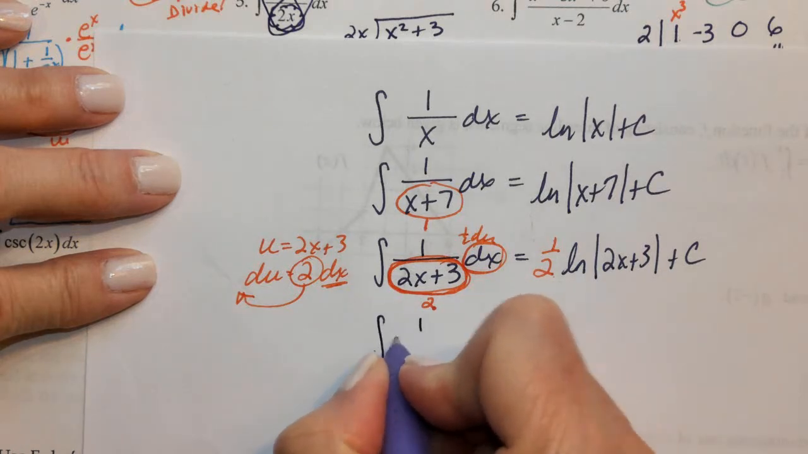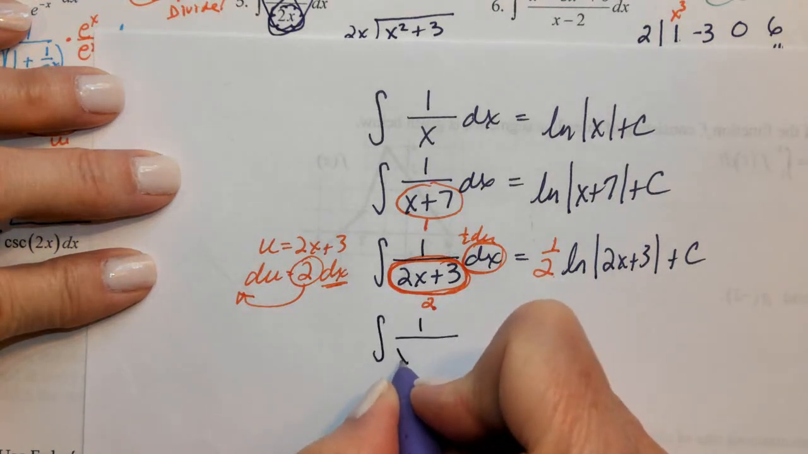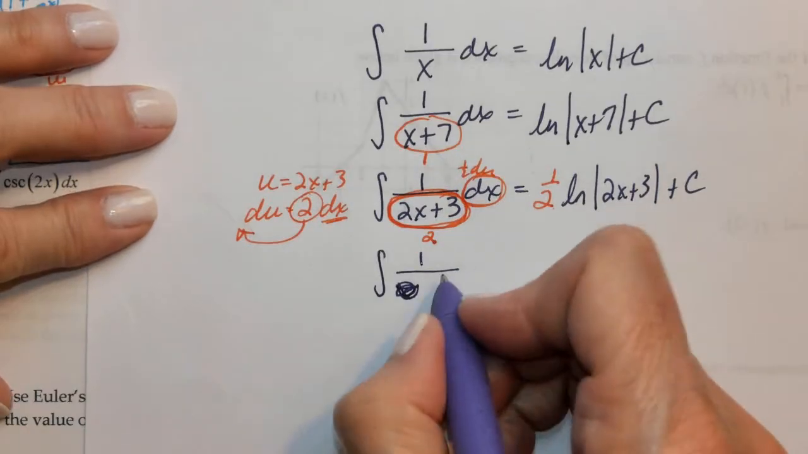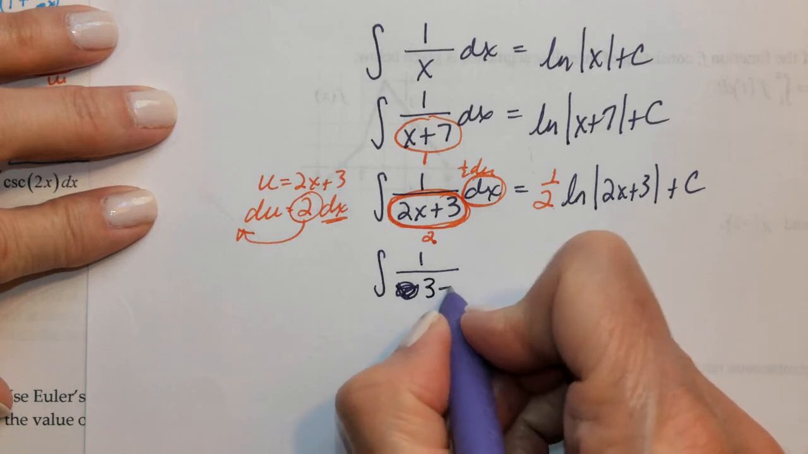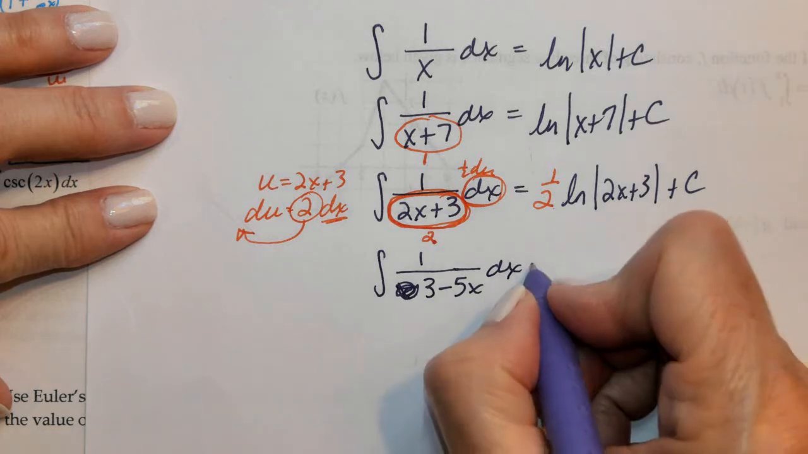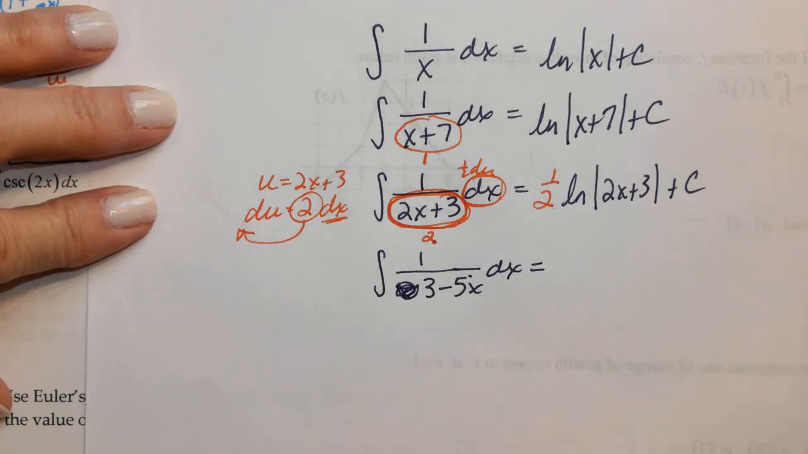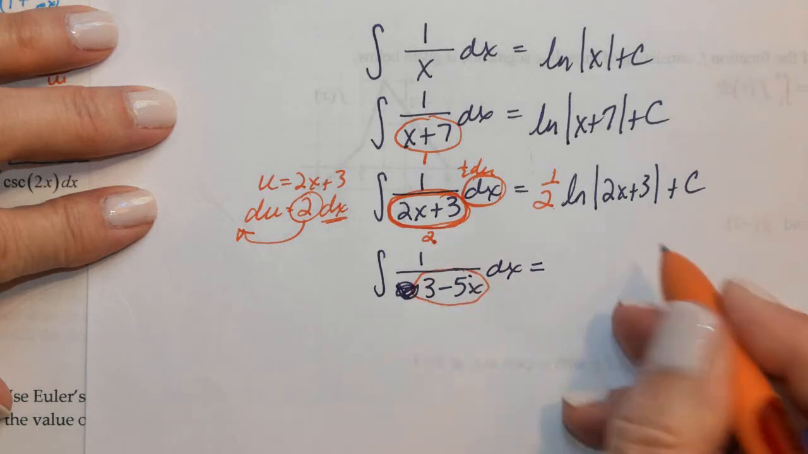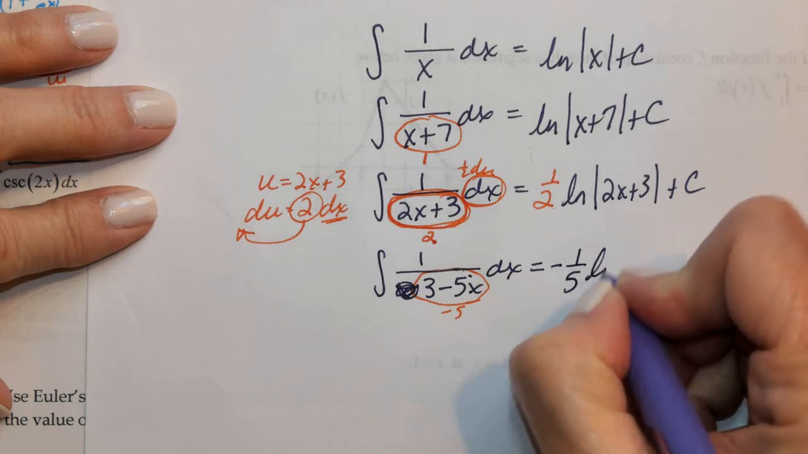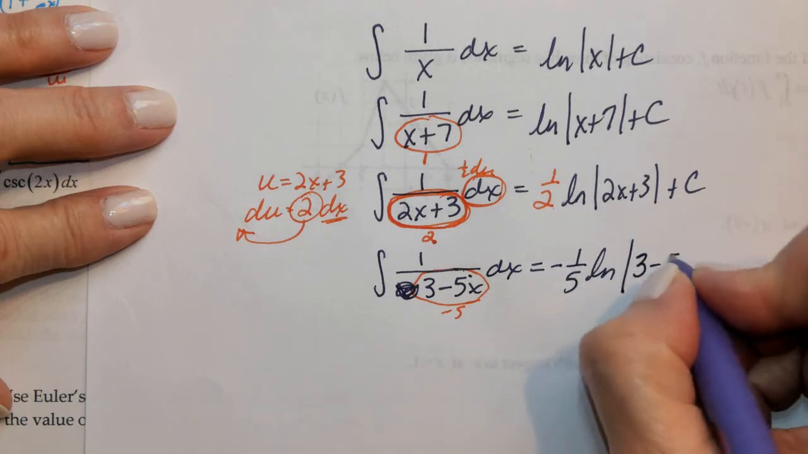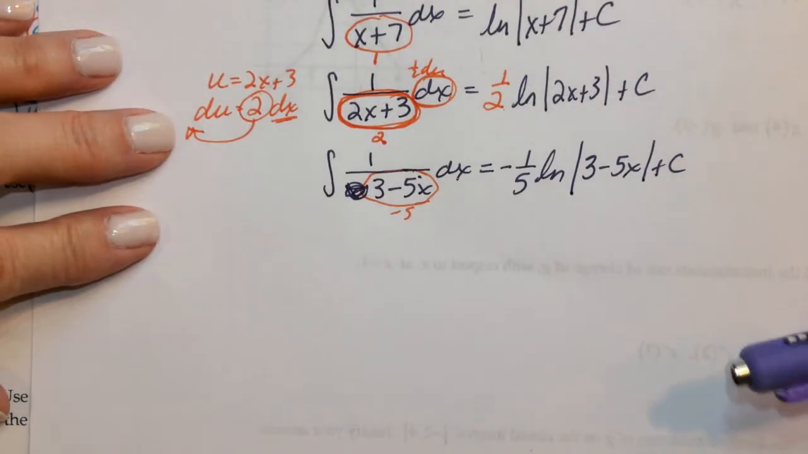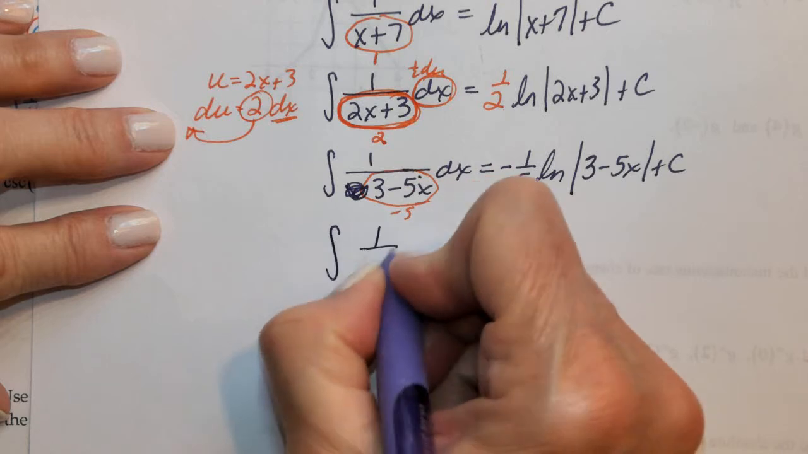So then I would say, okay, so what would this be? Oops, I didn't mean to put an x here. How about, goodness, let me just do that. What if we have 3 minus 5x? Well, the derivative now is negative 5. So we're going to need a negative 1/5 natural log absolute value 3 minus 5x. Okay, and then I usually do this. What about this one?